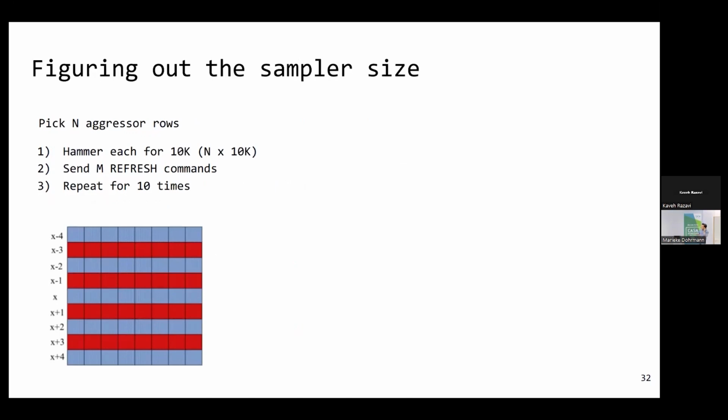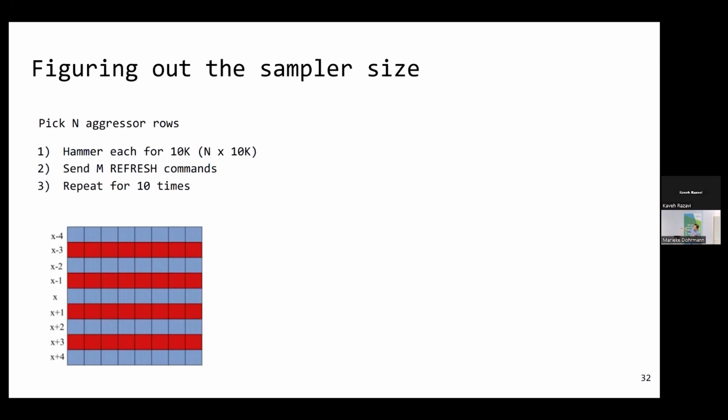So we designed this experiment where we pick n aggressor rows, and this n we would play with. We start from 1 and go all the way to 20 or so. Then we would hammer them for around 10,000 activations, and then we send m refresh commands. The idea is that we would like to see whether these refreshes fix the potential Rowhammer bit flips for the addresses that we are hammering. Then we repeat this experiment 10 times.